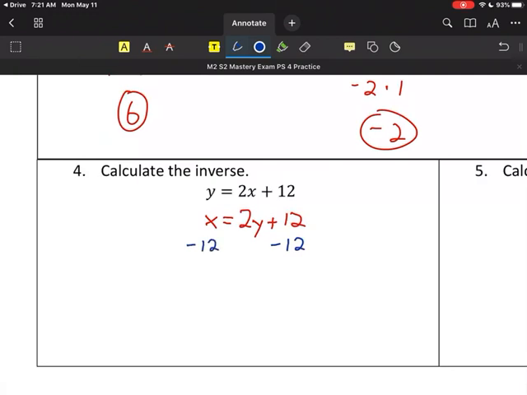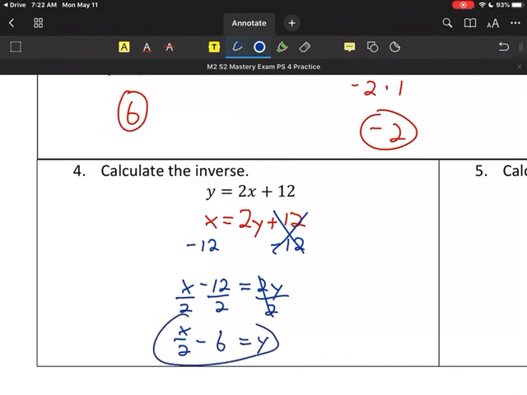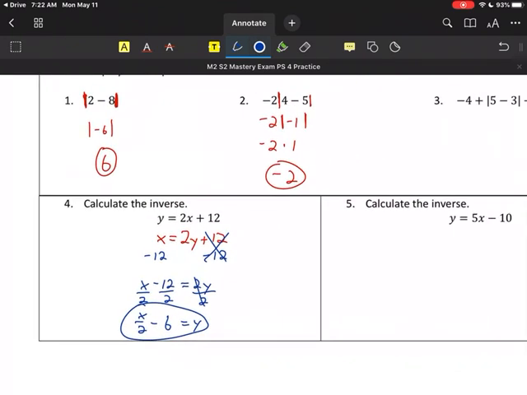So minus 12, so x minus 12 equals 2y. And then we divide by 2, cancels, divide by 2, divide by 2. Remember, we divide by 2 with each term. So you have x over 2 minus, what's 12 divided by 2? 6 equals y. You're done. Okay? That's how you would do number 5 as well. If you have any questions, let me know.